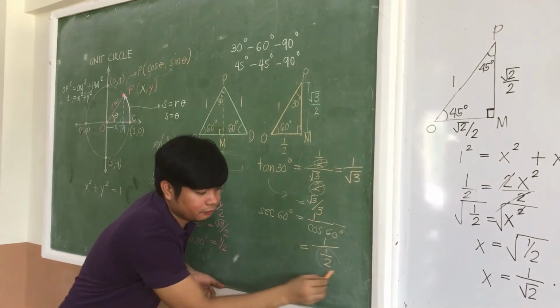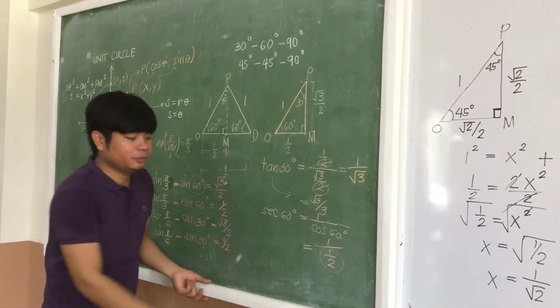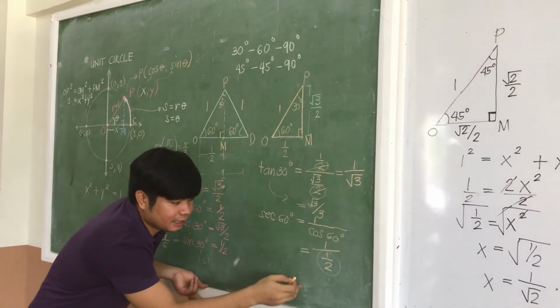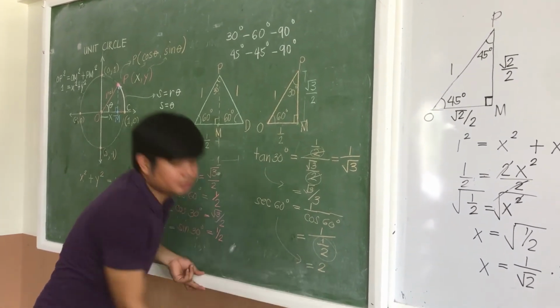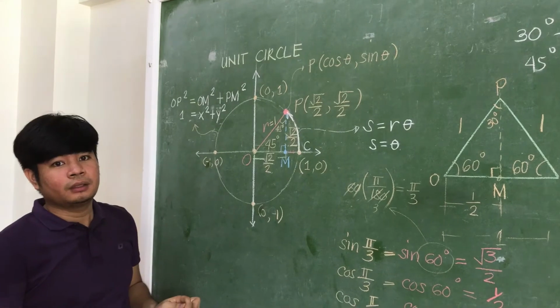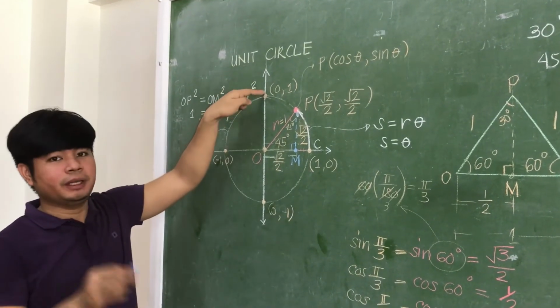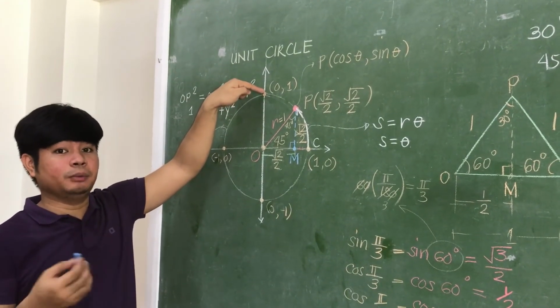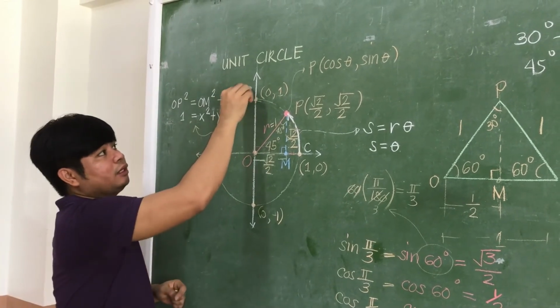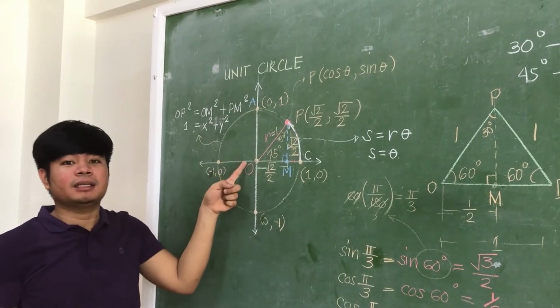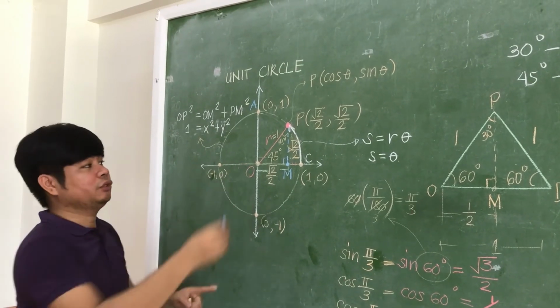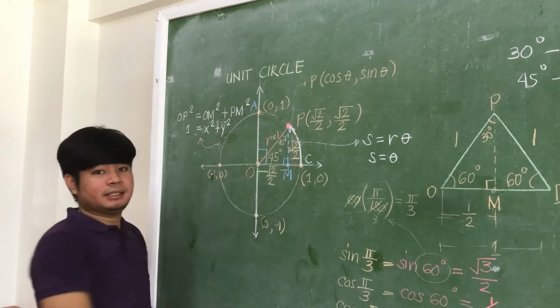Getting the reciprocal of 1/2, that is 2. The answer for secant 60 degrees is 2. So this point here can also be a representation of a terminal point. If I say this is point A, it has coordinates (0, 1). So how do we identify its angle measure? That is 90 degrees.